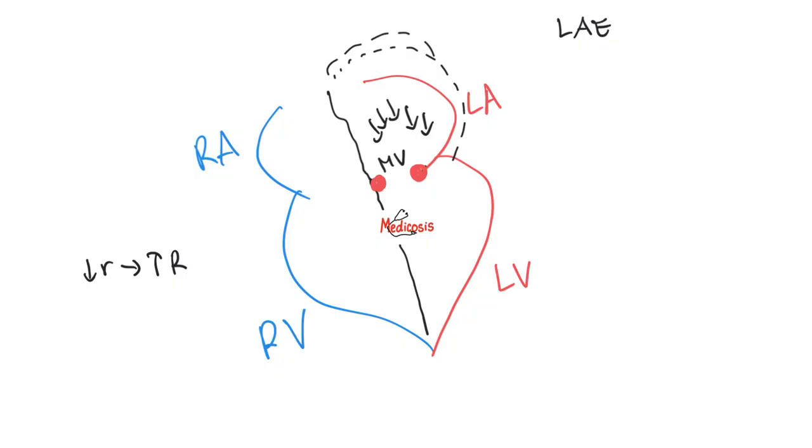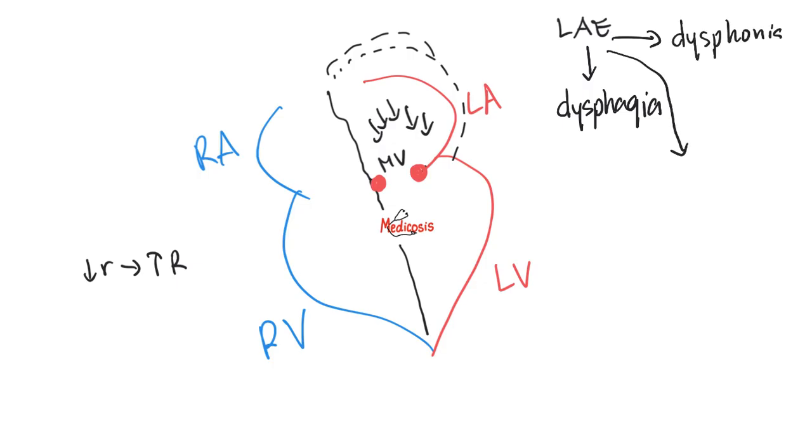And since the left atrium is the most posterior chamber in the heart, it is going to compress the esophagus, causing dysphagia. It is going to compress the recurrent laryngeal nerve, causing dysphonia. It might even compress the lower part of the trachea and the main stem bronchi, leading to cough, dyspnea, etc.